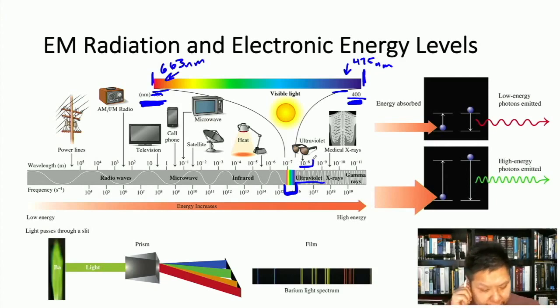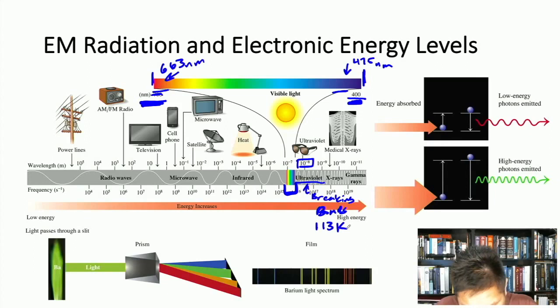So it turns out that when you do some calculations to figure out what kind of energy is involved in UV or ultraviolet light, it corresponds to the kind of energy that's required in the breaking of bonds. The breaking of bonds, right? That's just about somewhere around 113 kilojoules per mole.